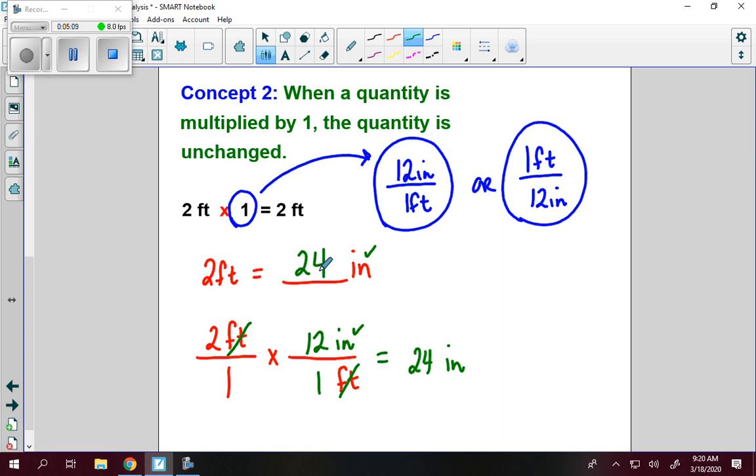So now this is like saying I walked 2 feet, or I walked 24 inches, and I walked the same amount. But again, the quantity of the number is changed, but the quality of the actual distance has not changed. It's like saying I have 100 pennies, or I have $1. I have the same amount of money, it's just in a different form.